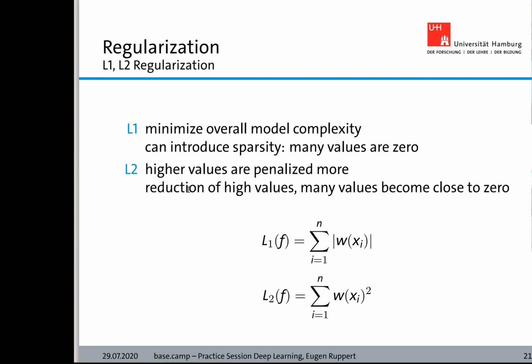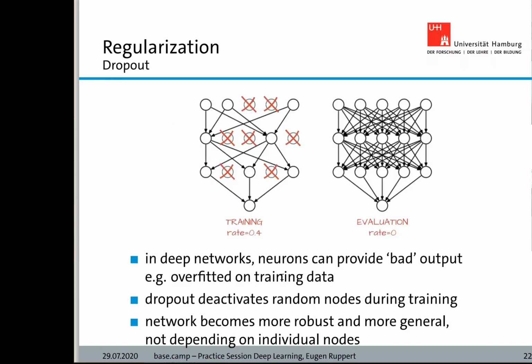So that's why it reduces the number of high values, and you have a lot of values that are close to 0, because this is where the regularization is the lowest. For deep learning, especially, there is also another kind of regularization that you can use, and this would be dropout. So what do you do with dropout?